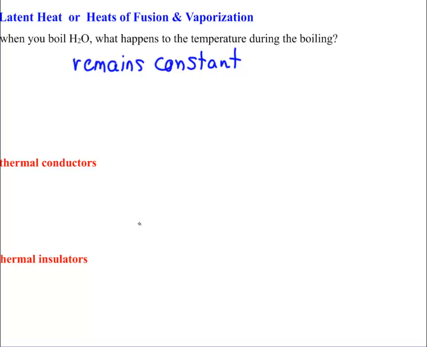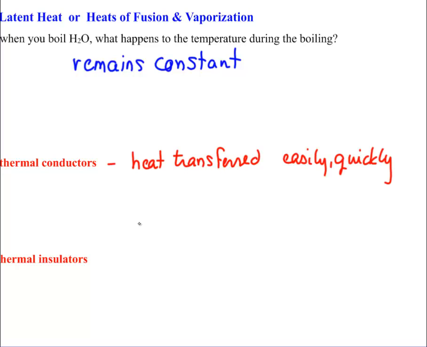We talked about heat as a transfer of energy. If something transfers energy easily, it is called a thermal conductor. In general, what kinds of things would make good thermal conductors? Something that transfers heat easily or quickly. Generally, metals are your best thermal conductors. Thermal insulators, on the other hand, would be things that don't allow heat to be transferred easily.